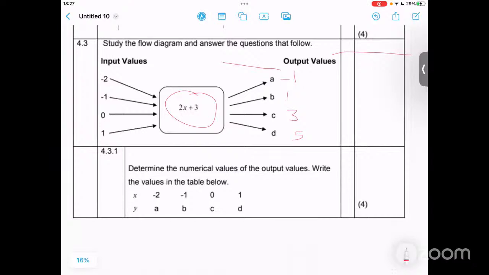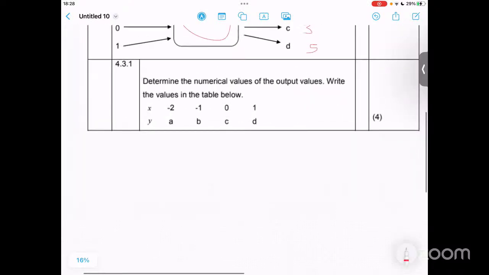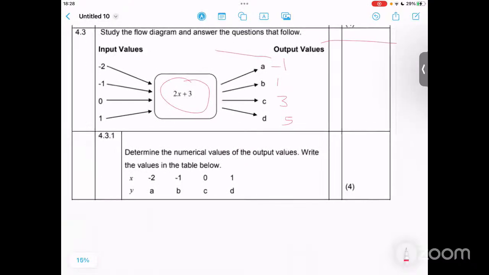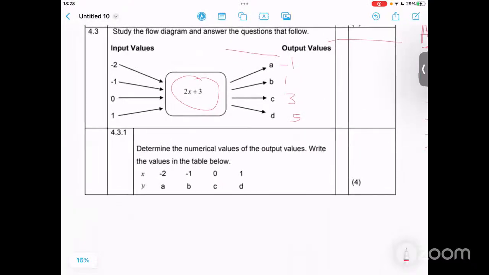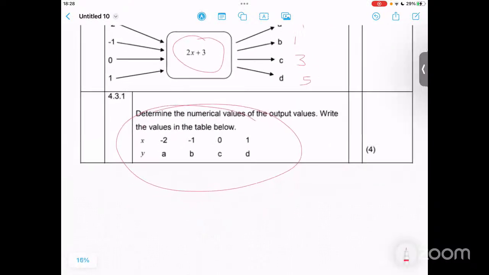So they say determine the numerical values of the output values. Write the values below. That's what we did. So the next question, we are required to draw a graph out of these values that we got here. Do you guys know how we're going to draw the graph? What is going to be our x values? Which one are going to be our y values? Ma'am, is our x values the vertical line, and our y values is the horizontal line?